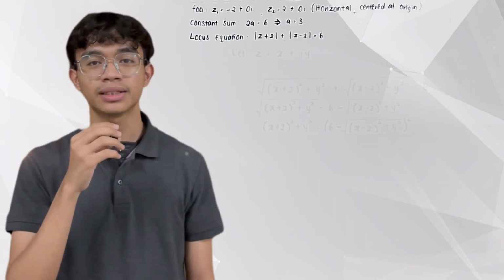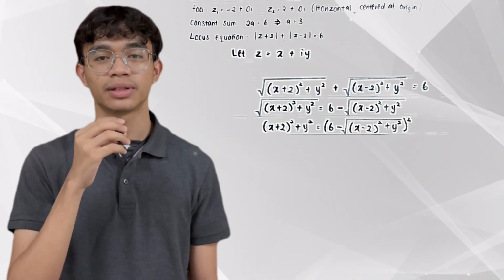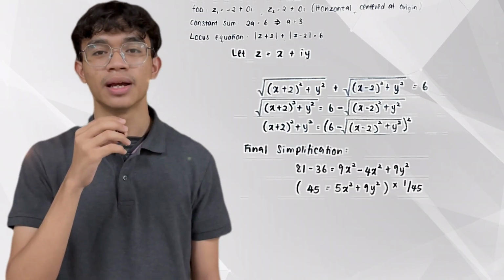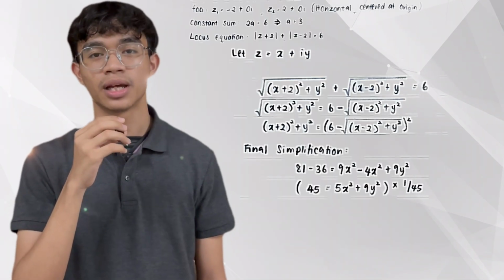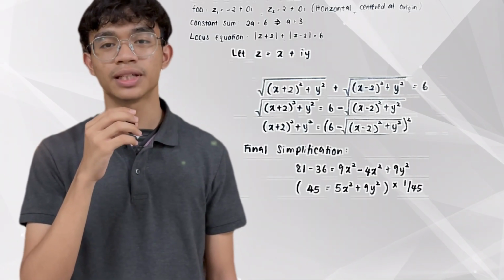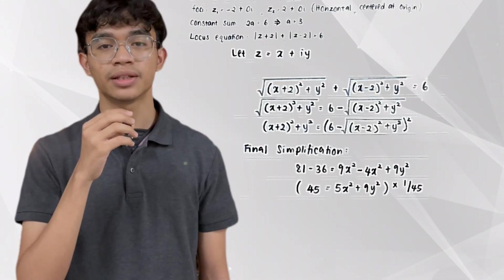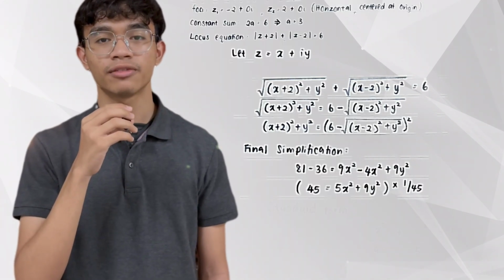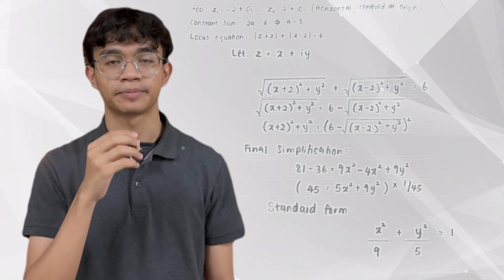To convert this, we substitute z for x plus iy and use the isolate and square method. By moving one radical to the other side and squaring both sides, we eliminate the first root. After simplifying the linear terms, we isolate the remaining radical and square again to clear all the roots. Finally, by arranging the terms and dividing by the constant, we arrive at our standard form: x squared over 9 plus y squared over 5 equals 1.